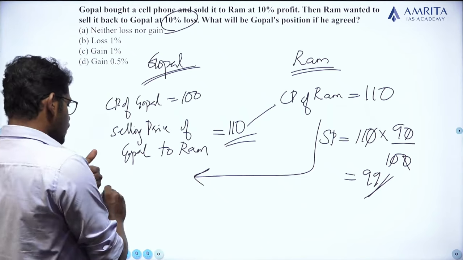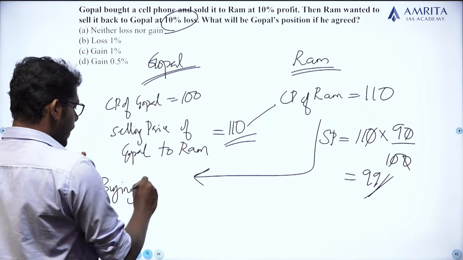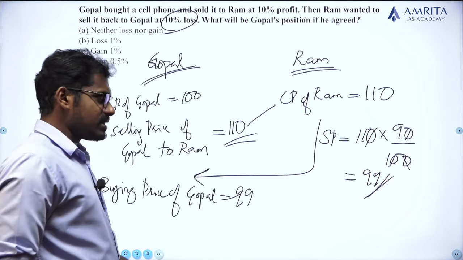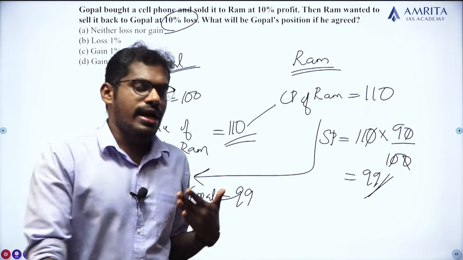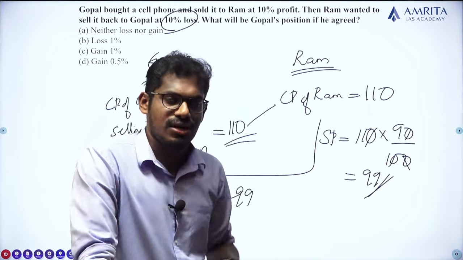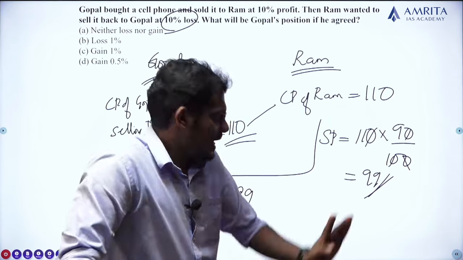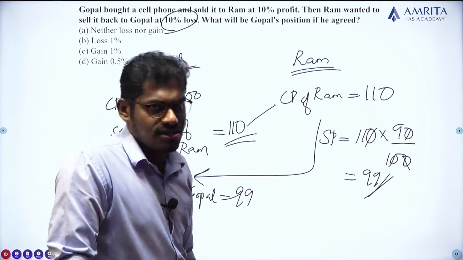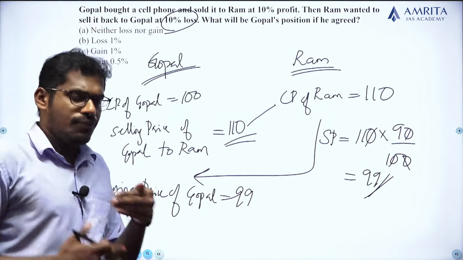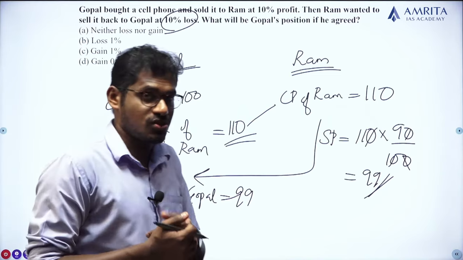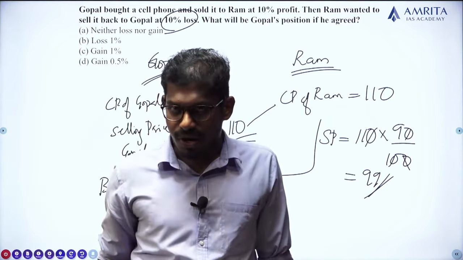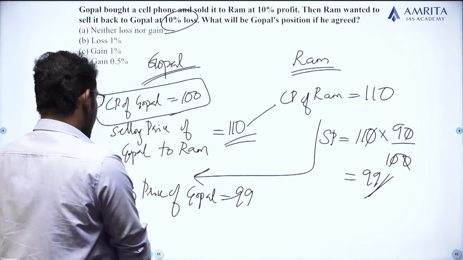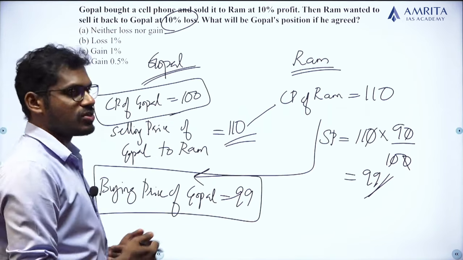Clear? So now the buying price of Gopal is 99. That is, Ram is selling that same good back to Gopal at a loss percentage of 10. Hence the selling price will be 99, which is definitely the buying price of Gopal. Now, if he has agreed to purchase that good, what will be his position? Whether he is suffering a loss or a profit, we can check. The cost price of Gopal was 100 and now he has bought back that good from Ram at a price of 99.